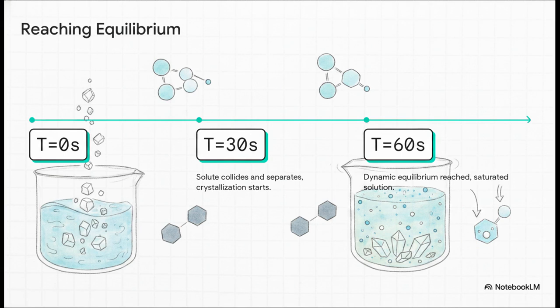Well, the golden rule of solubility is like dissolves like. Polar solutes dissolve in polar solvents, and nonpolar dissolves in nonpolar. But what exactly happens over time as you mix them? At 0 seconds, you add your solute, and dissolution begins.